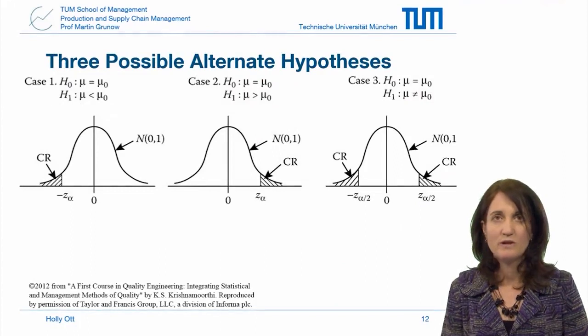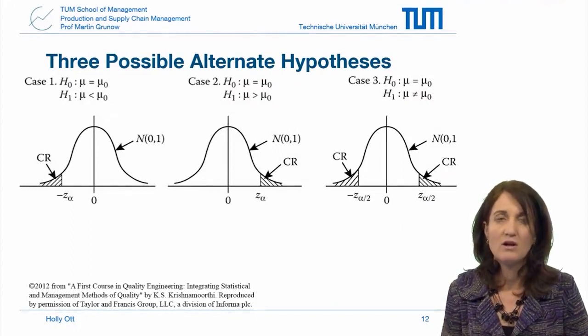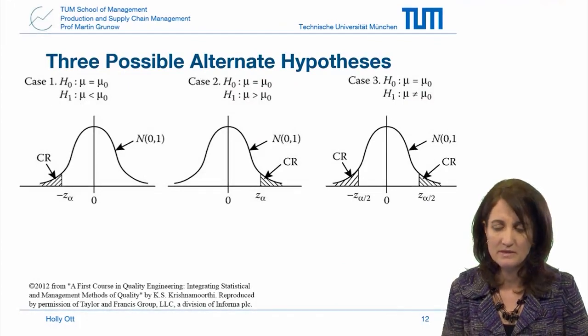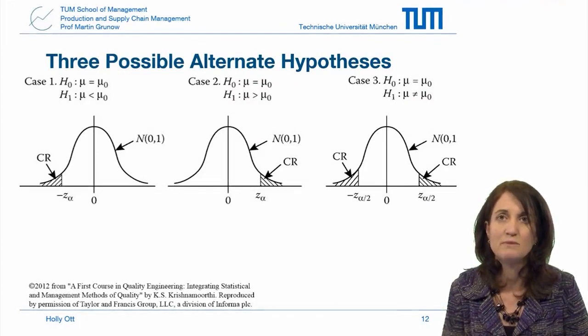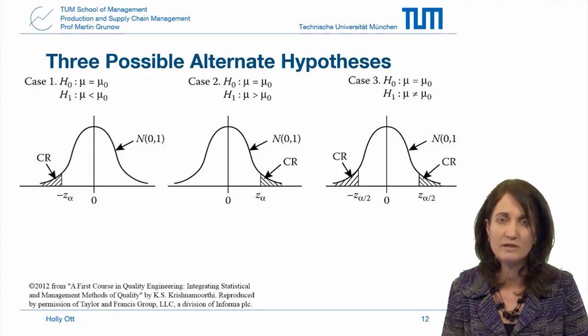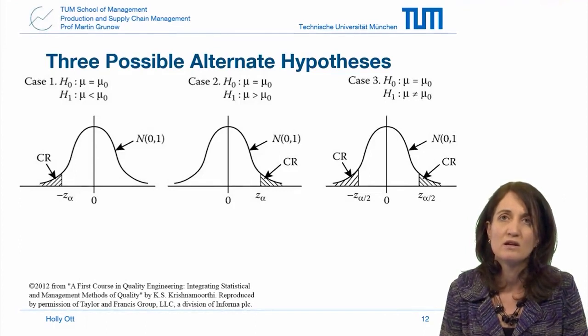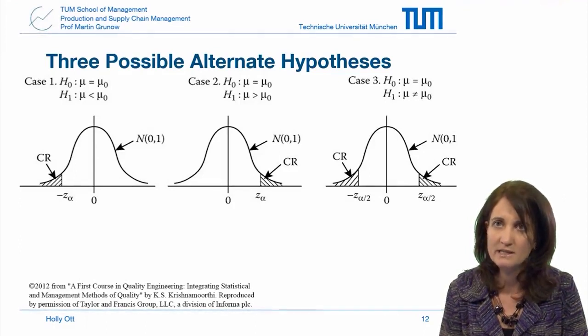So I hope that was clear. There are different types of hypotheses. The selection of the critical region will depend on what exactly you're looking at. And here are 3 examples. These are 3 cases that are encountered normally in practical testing.